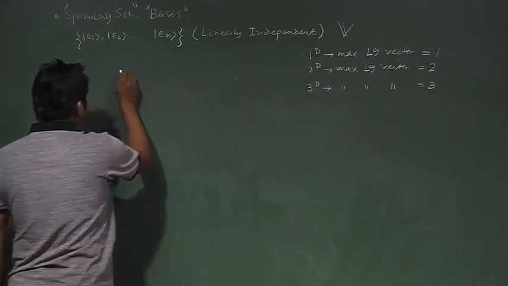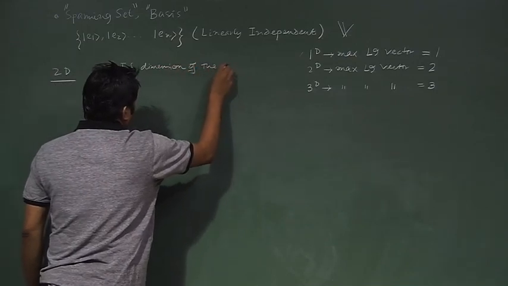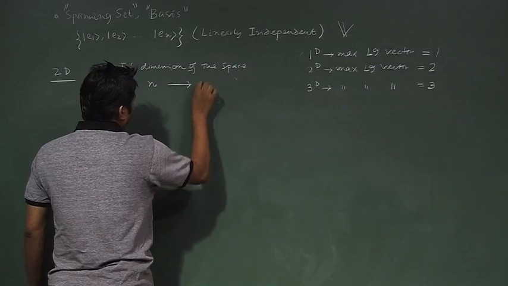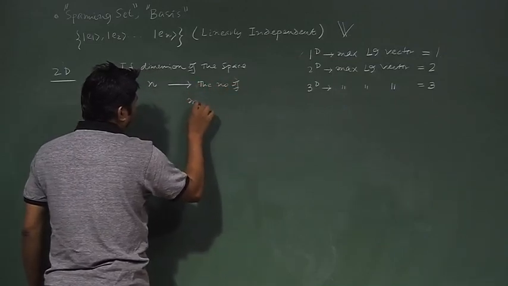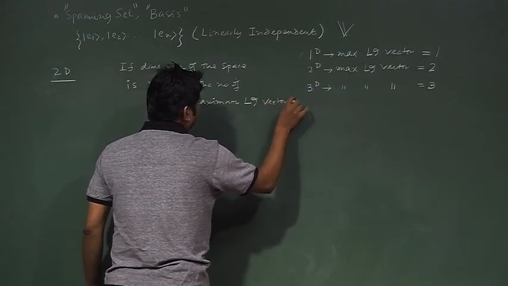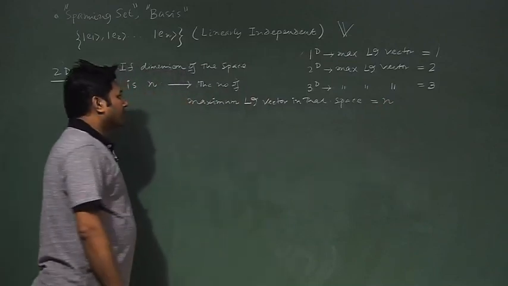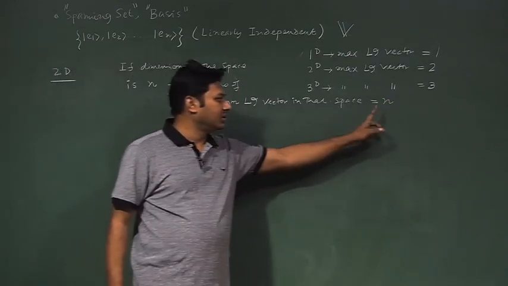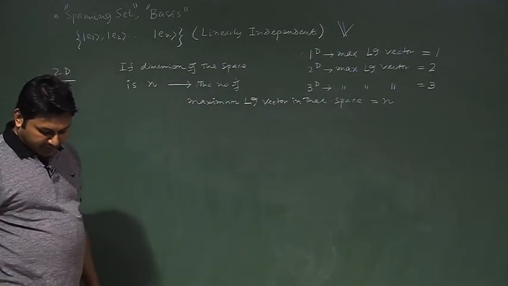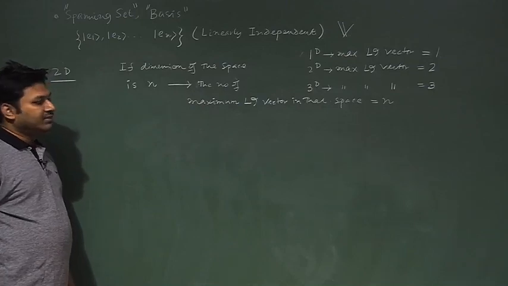So if the dimension of the space is n, then we can readily conclude that the maximum number of linearly independent vectors in that space will be equal to n. So in an n-dimensional space I can have at most n linearly independent vectors. I should not have more than that, because if I have more vectors, then that vector can be represented in terms of the other linearly independent vectors. That we have already shown for the 1D, 2D and 3D cases.